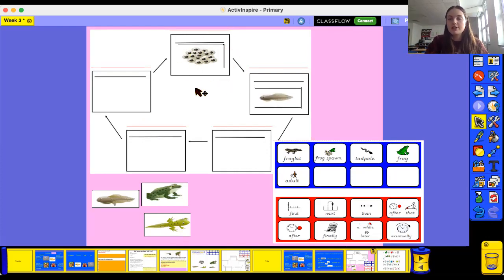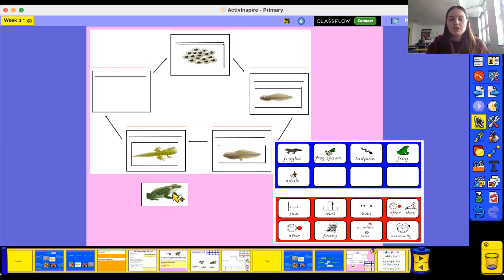So frog spawn is what happens first, and then the frog spawn hatches into tadpoles. After the tadpole starts to grow, what does it get first? Fantastic, it starts to grow legs. It becomes a tadpole with legs. After it's been a tadpole with legs, it grows a little bit more. And what does it become? A froglet, well remembered. And eventually it turns into an adult frog. So first, the frog starts as frog spawn. Then it hatches into a tadpole. Then the tadpole starts to grow legs. And then it becomes a froglet. Eventually it loses its tail and becomes a frog.